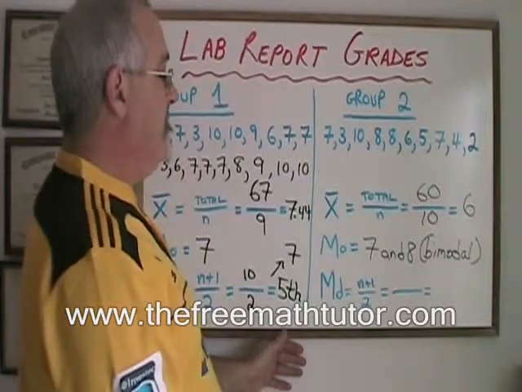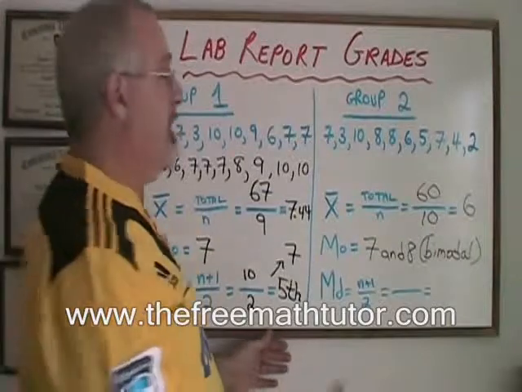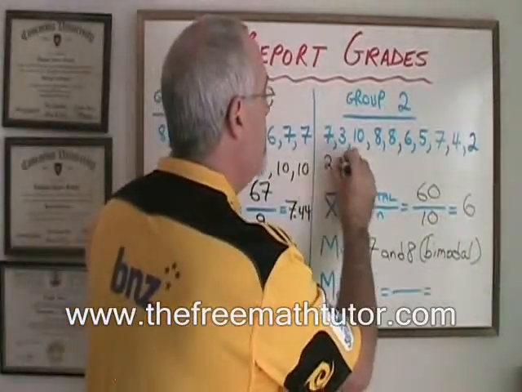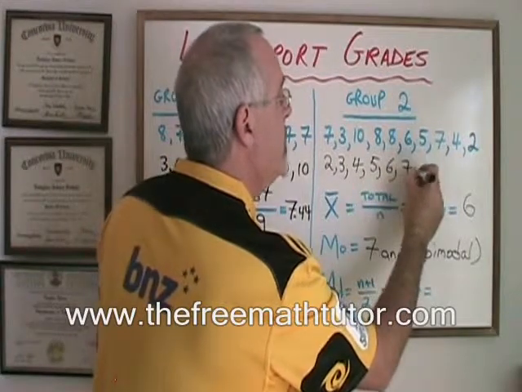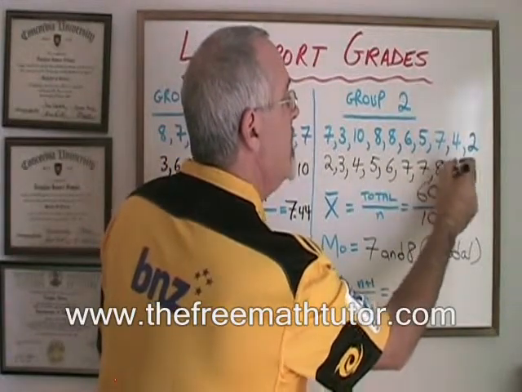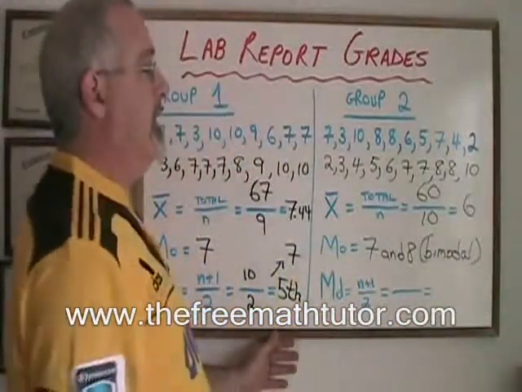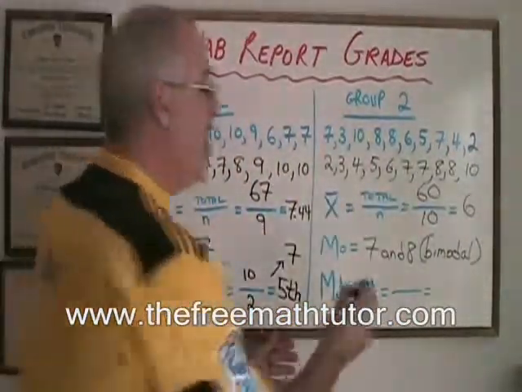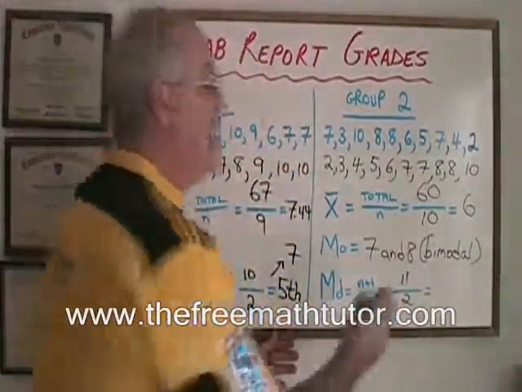Now the median. Again, I want to reorder all of the grades from lowest to highest. So we have a 2, 3, 4, 5, 6, 2 sevens, 2 8s, and a 10. N plus 1 over 2, because the sample size is 10 this time, is 10 plus 1 over 2, which is 11 over 2, which is 5.5.